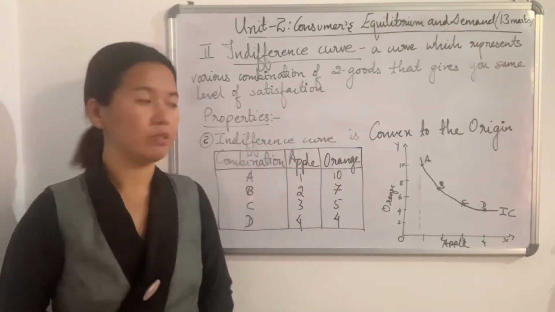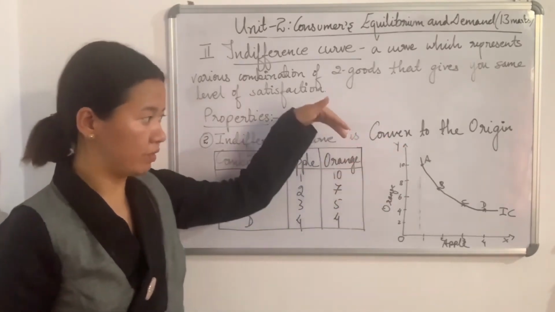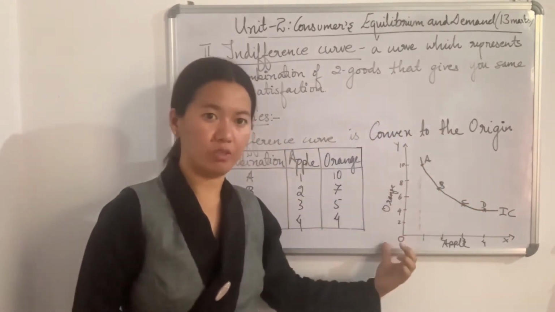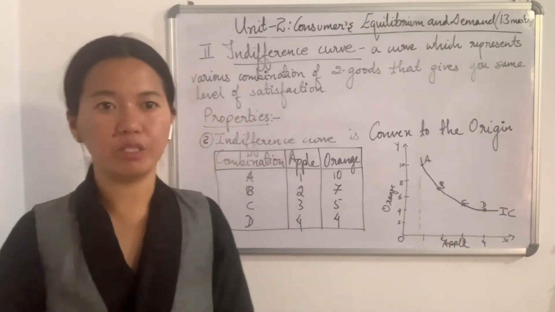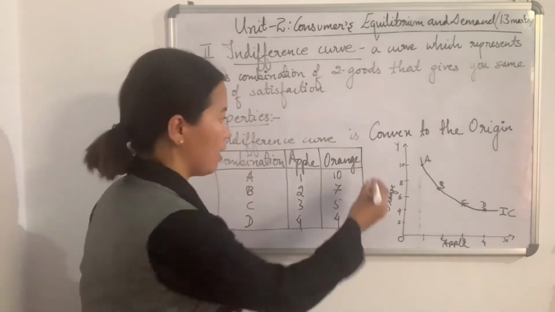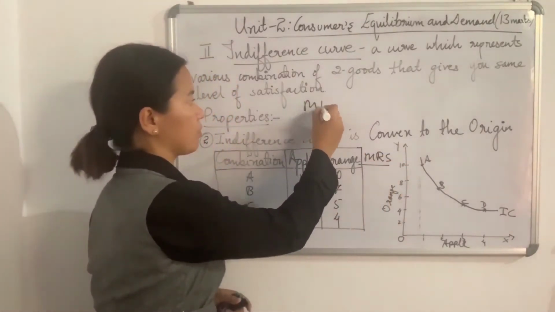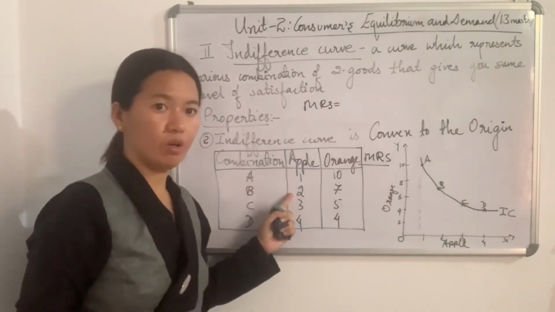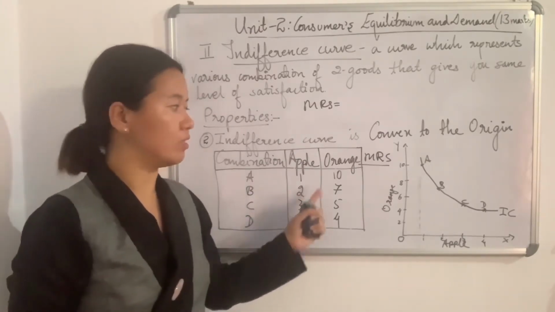The second property of indifference curve is that indifference curve is convex to the origin. It means that the indifference curve is convex, or it is facing the opposite side from the origin. Why is that? It is because of the diminishing marginal rate of substitution. So now we are going to learn the meaning of MRS, marginal rate of substitution. So what is MRS? MRS is when you consume one more unit of one good, then the rate at which you are sacrificing the second good.